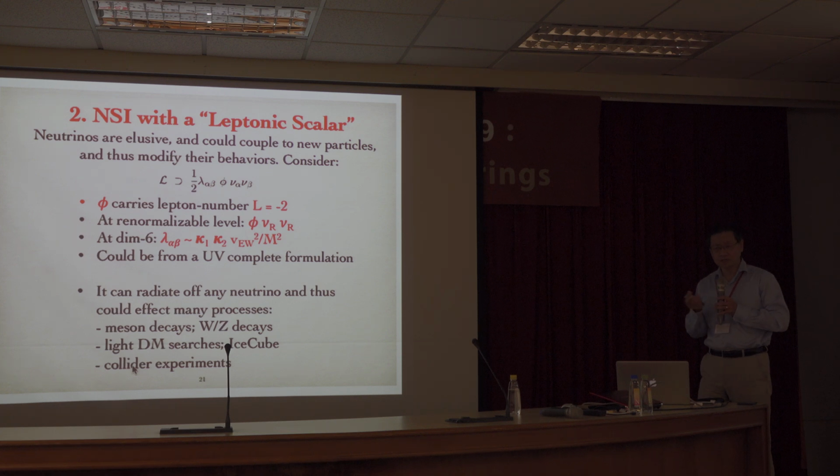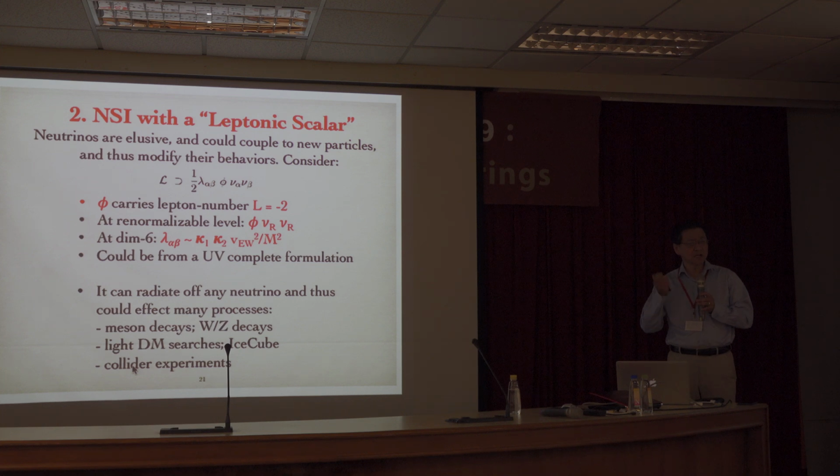So therefore, wherever the neutrinos are from, W and Z, anywhere you have W, Z in the standard model, you will have neutrinos from the lepton decay, and you will have this new particle radiated off. So that's why you search for these.